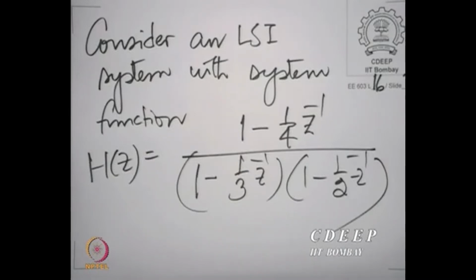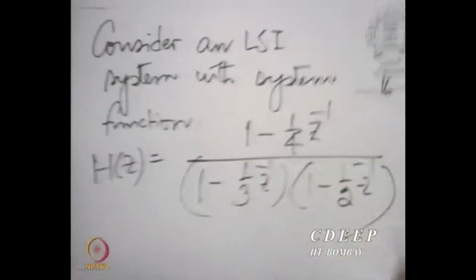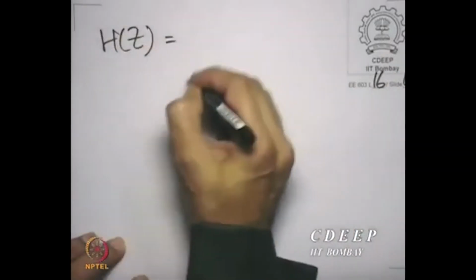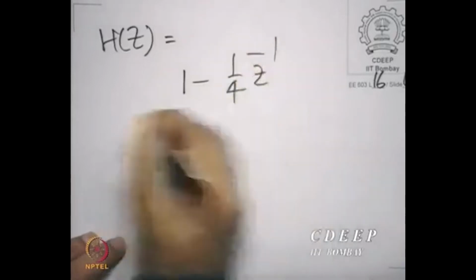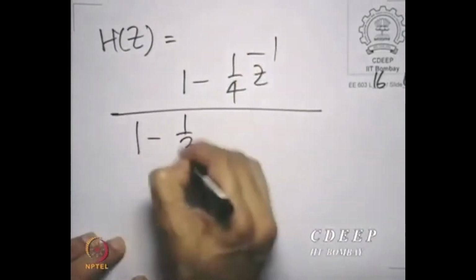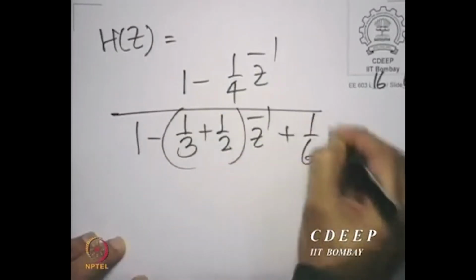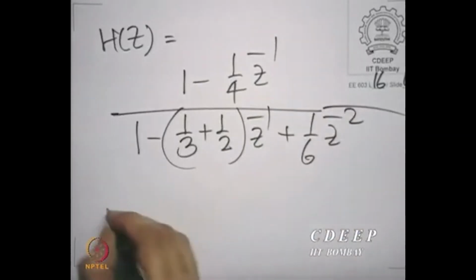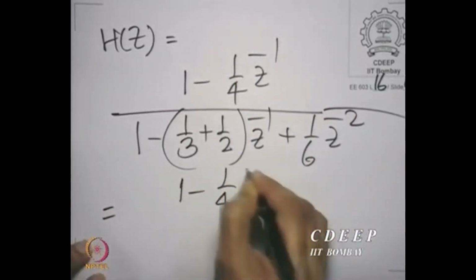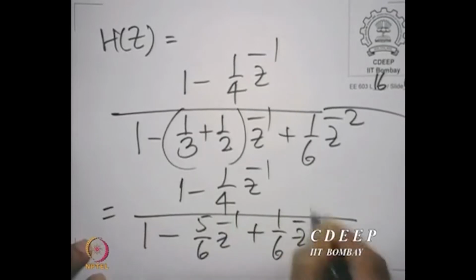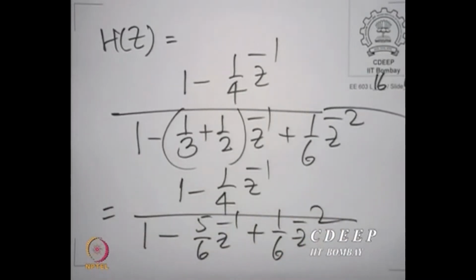Now, let us expand H(z). H(z) can be rewritten as (1 minus 1/4 z inverse) divided by (1 minus (1/3 plus 1/2) z inverse plus 1/6 z to the power minus 2), which of course becomes (1 minus 1/4 z inverse) divided by (1 minus 5/6 z inverse plus 1/6 z to the power minus 2).